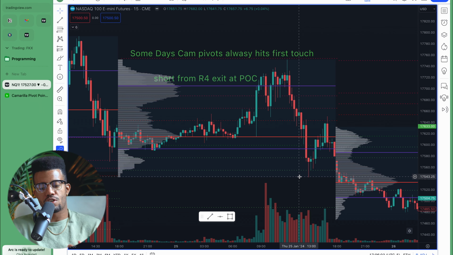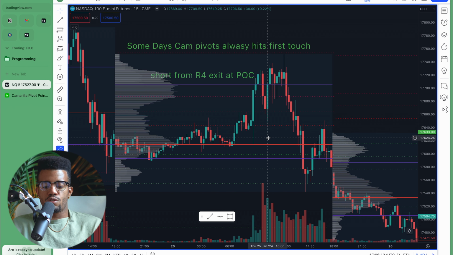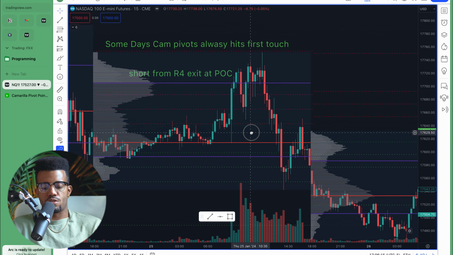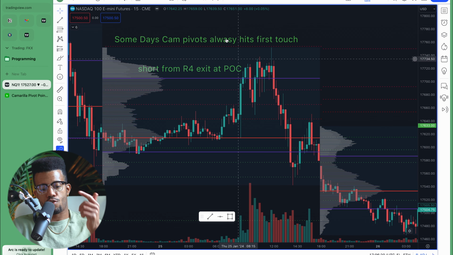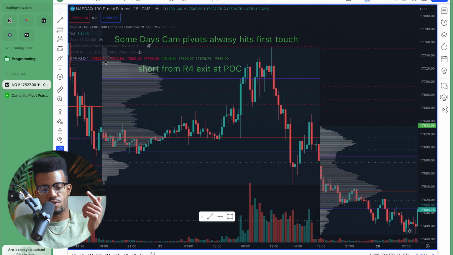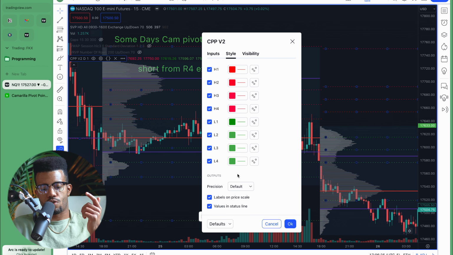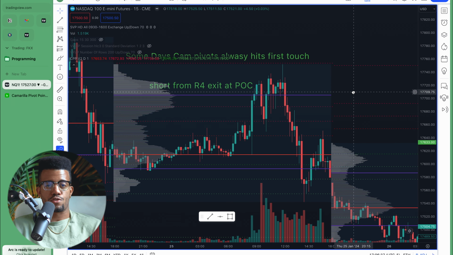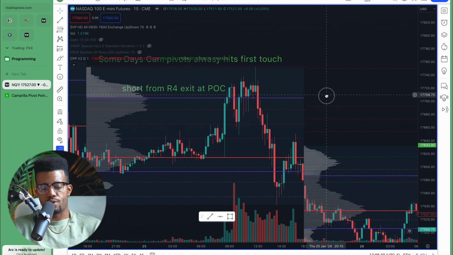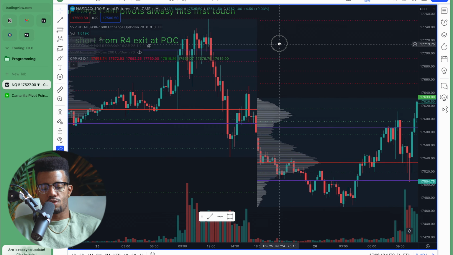So cam pivots, if I had to summarize this video, the really, really important thing to remember is that they are best used at the extremes. So the R3 and R4 levels. If we look at the setup for the indicator, we can see that there's all these different levels, right? So these are the resistance, these are the support. They call them H1 and L here, which is weird, but I call them like R1, which is resistance 1 through resistance 4, support 1 through support 4. Focus on the extremes, the extreme levels.